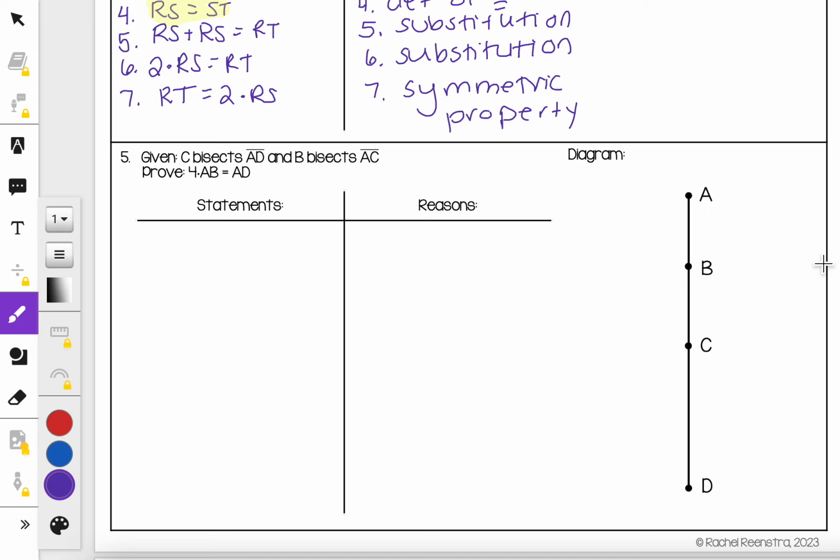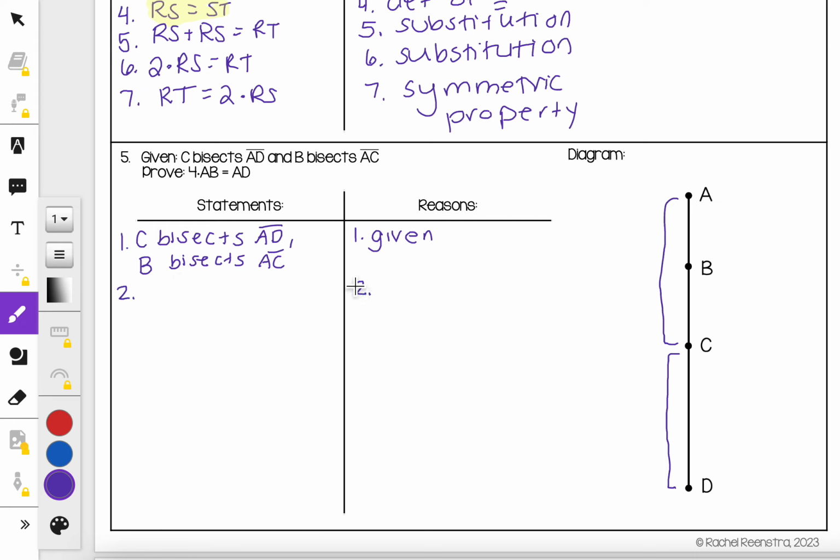It tells us that point C bisects AD. So this AC is going to be the same as this CD. I'm just kind of thinking ahead here. And then B bisects AC. So let's list that given information. C bisects segment AD and B bisects segment AC are given information.